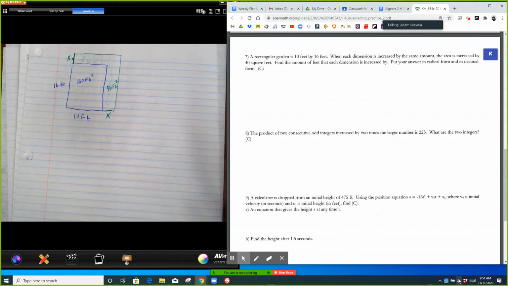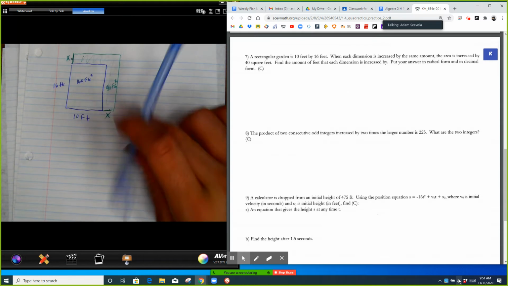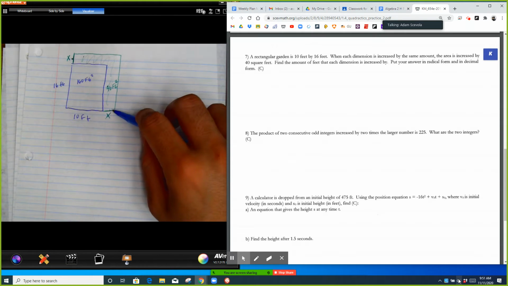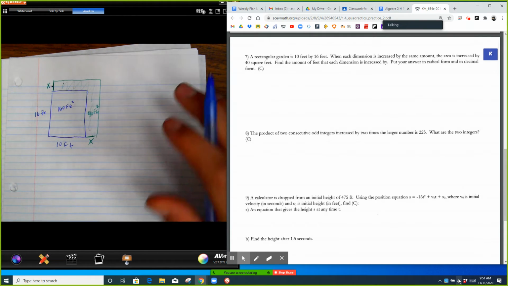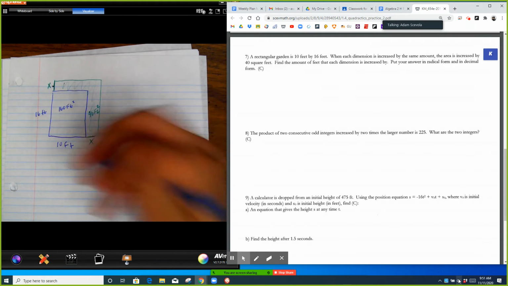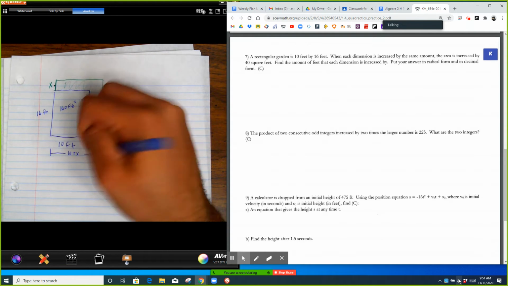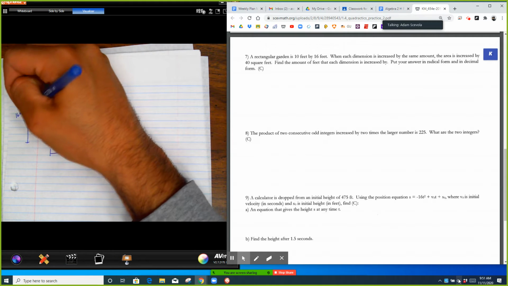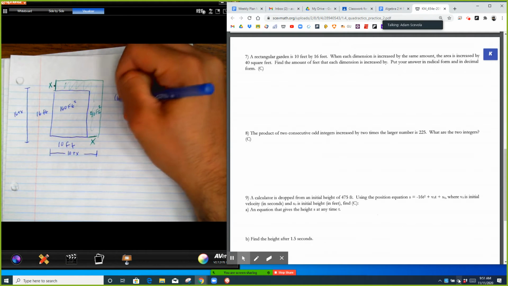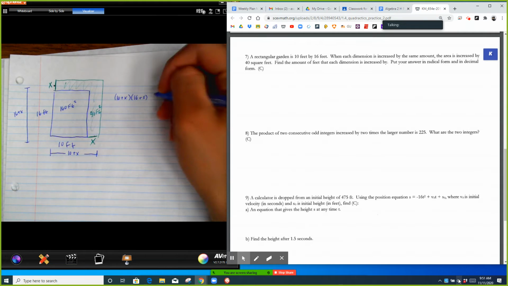But what I'm going to do is take the entire rectangle, which is 10 plus x by 16 plus x. So 10 plus x times 16 plus x. That's going to have an area of 200 square feet because we got 160 square feet plus 40 square feet. So that's the quadratic that I need to solve. And it says put your answer in radical form and in decimal form.